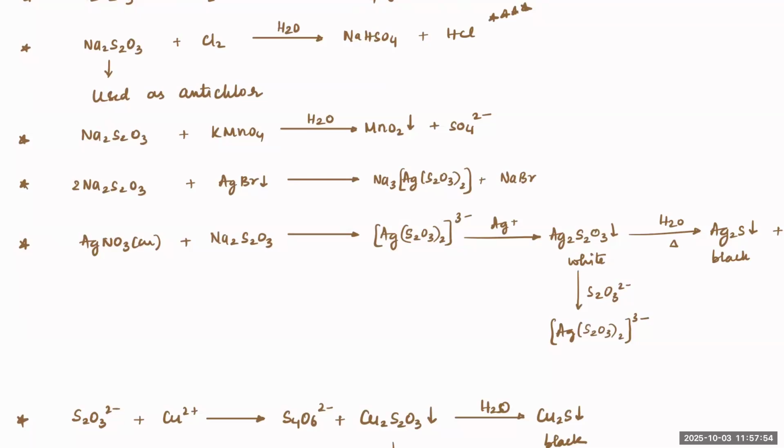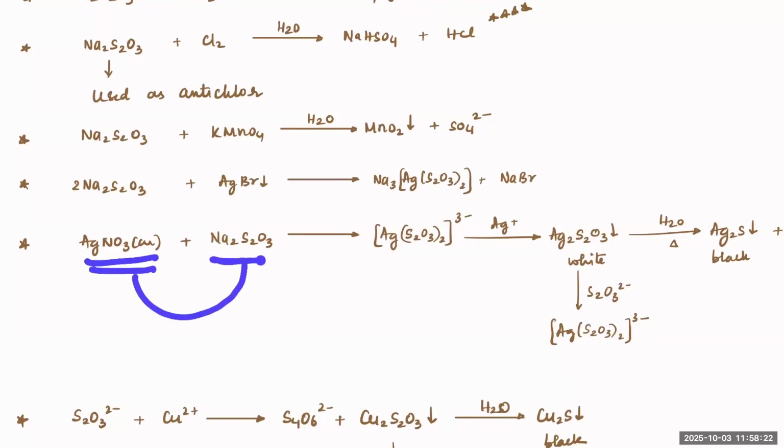Na2S2O3 plus KMnO4. KMnO4 is a strong oxidizing agent. In neutral medium, it will convert into MnO2 and SO4 2 minus. And with AgBr, you know that in fact S2O3 2 minus can make a very strong complex. Even with AgI also it can make a complex. So AgBr will convert into this soluble complex. This we use as a confirmation for silver ion.